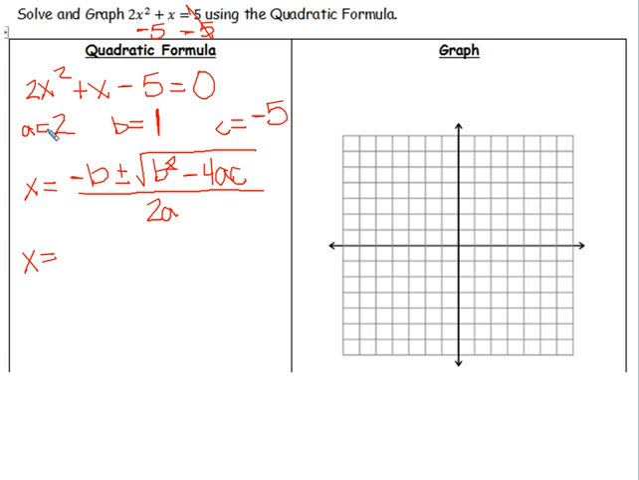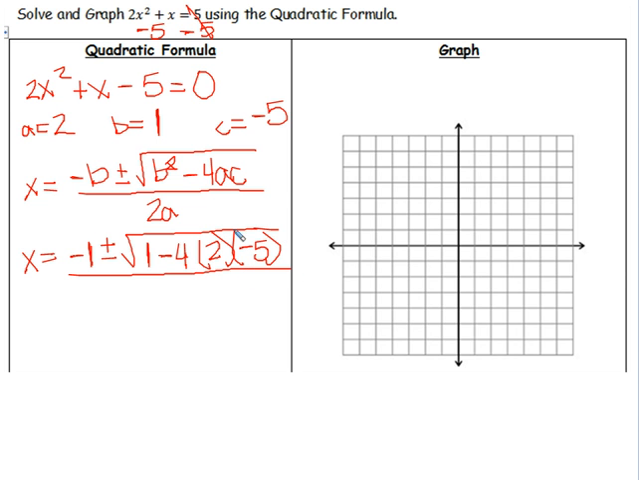Let's plug in our little a, b, and c values into the appropriate places. So we need the opposite of b, in other words, we need the opposite of 1, which would be negative 1, plus or minus. Then we need b squared. Okay, so if b is 1, 1 squared, 1 times 1 would give us 1. And we're subtracting 4 times a, which we said was 2, times c, which we labeled as negative 5. All right, and again, absolutely everything is over 2 times a, or in other words, 2 times 2, which would give us 4. All right, so now it's just a little bit of simplification.